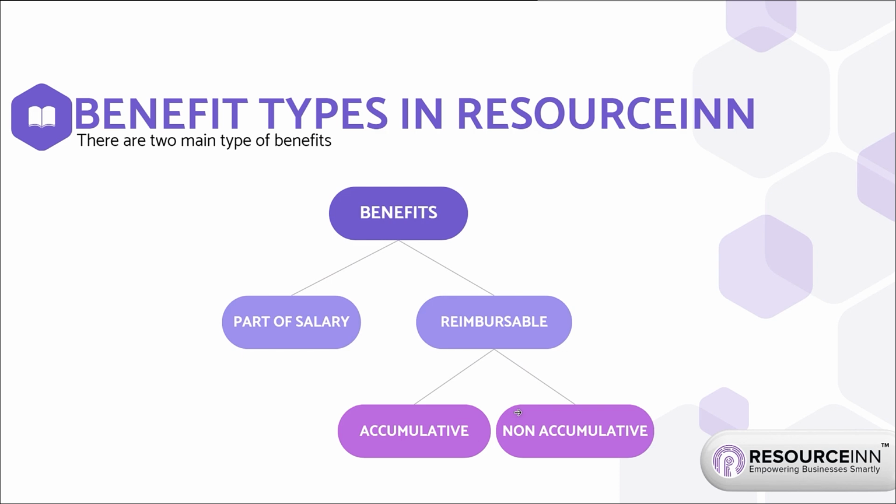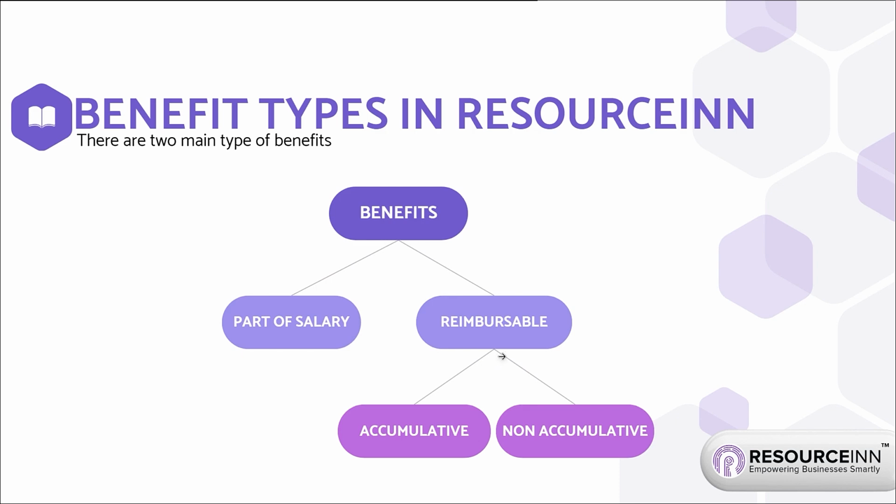The choice between accumulative and non-accumulative benefit depends upon your organization's policy and the specific benefit that you are offering. If you talk about accumulative, use this option for a benefit that can accumulate over time, such as medical OPD allowance, where the unused amount from one month carries forward and sums up with the next month. Non-accumulative benefits, this option is suitable for benefits that are intended for one time within a specific time range or month, such as gym allowance.